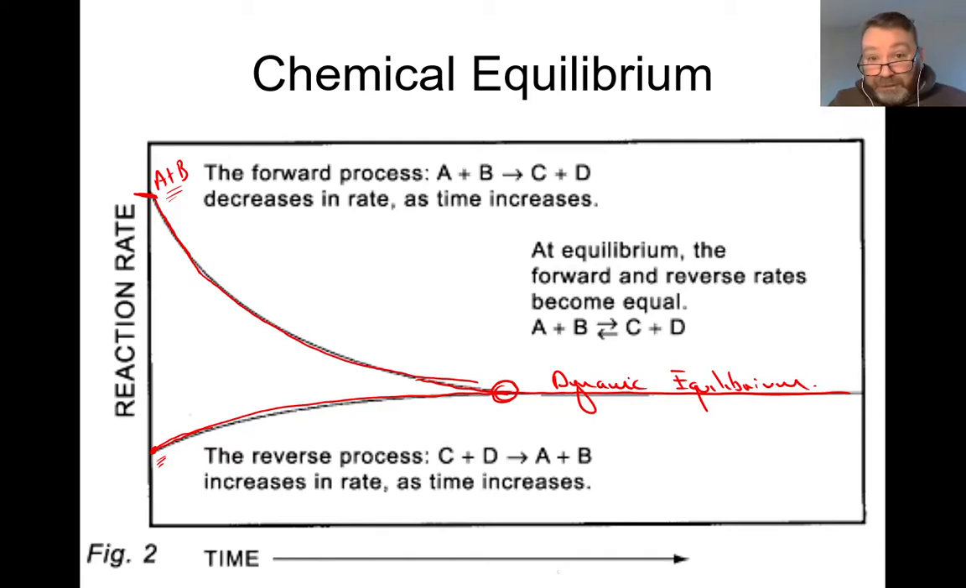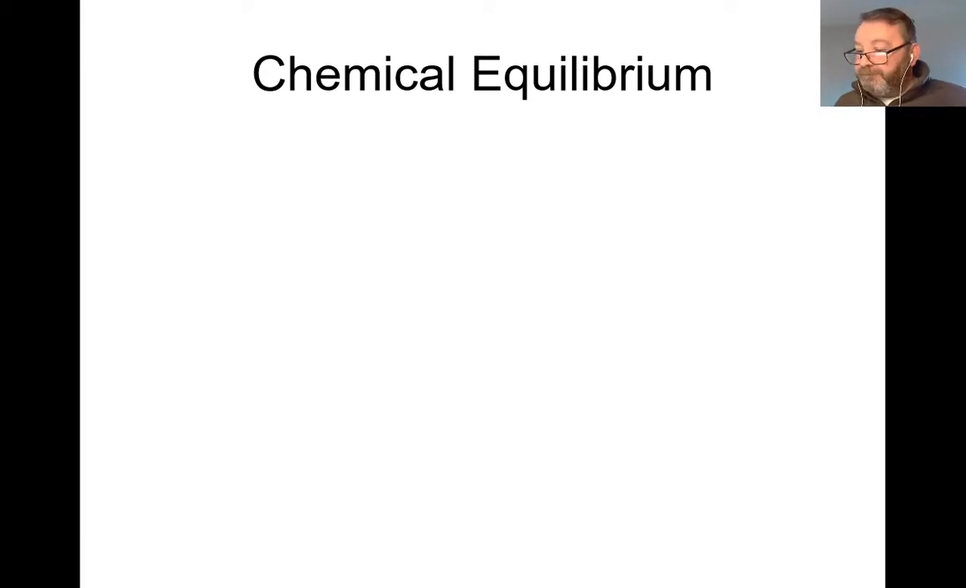A and B are still reacting, C and D are still reacting. However, because the rates of both the A plus B and the C plus D reactions are the same, we get this flat line, which is the position of dynamic equilibrium. Okay.